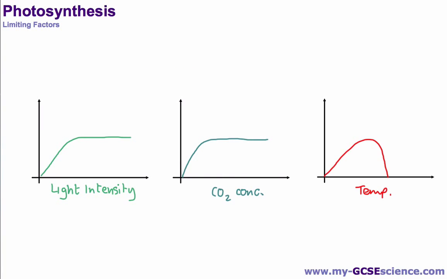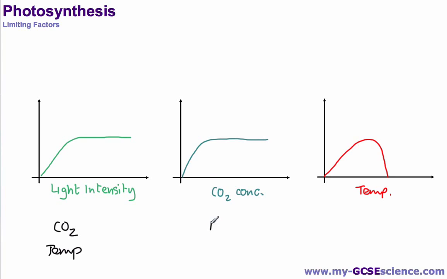So in summary, we could look at the three graphs, and we could see that as you increase light intensity, we have this shape, same with CO2, and temperature produces this shape. It's important to remember that for this graph, CO2 and temperature must be constant.